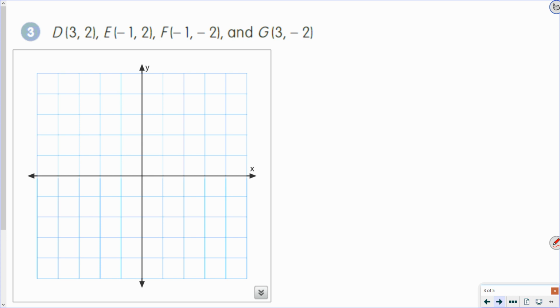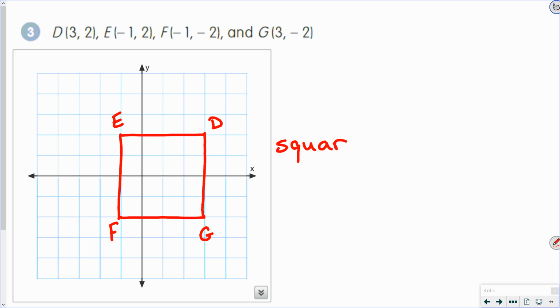So for D, we go to the right 3, up 2. So there's D. For E, we go to the left 1, up 2. For F, we go to the left 1, down 2. And for G, we go to the right 3 and down 2. Connect. Four sides, 4 right angles, 4 congruent sides, 2 sets of parallel sides. That is a square.